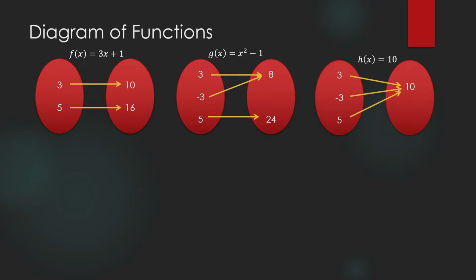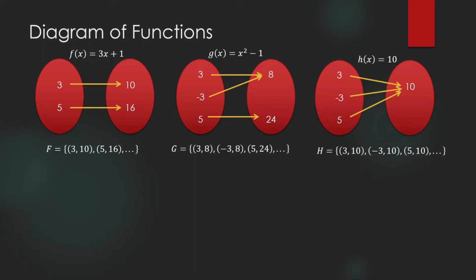This one is another function. It is a constant function. The set of real numbers is paired to one element in the set of real numbers, which is 10. So h of 3, okay, 3 is paired to 10, negative 3 is paired to 10, 5 is paired to 10, so on and so forth. So this pairing produces a set of ordered pairs. So the first coordinate came from set x and the second coordinate came from set y.